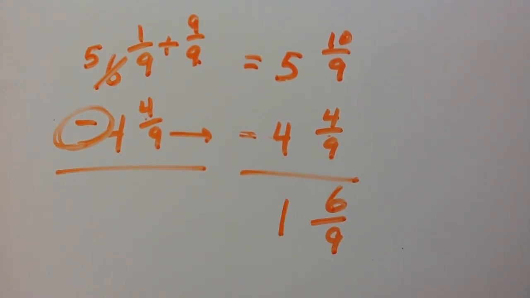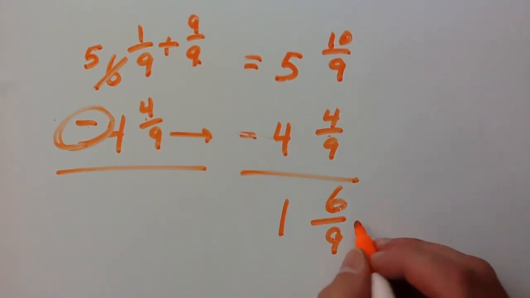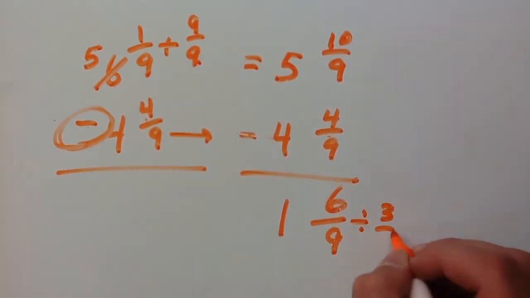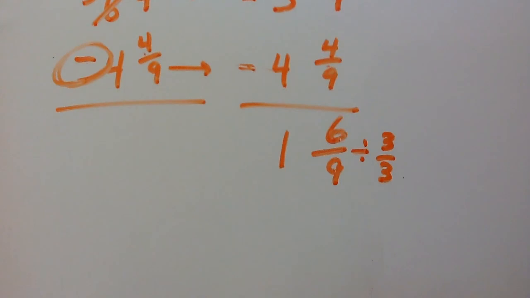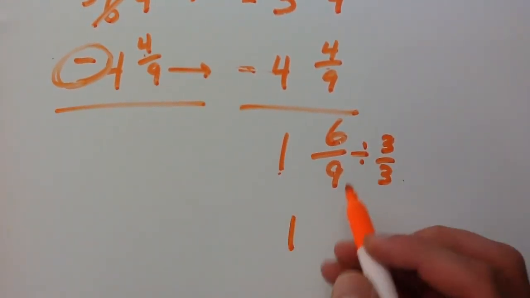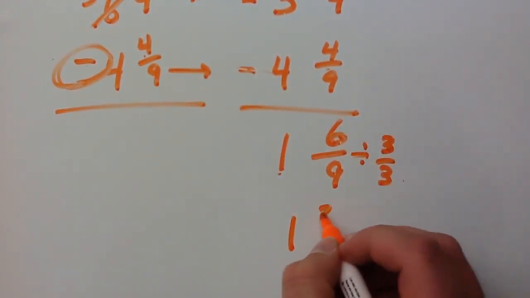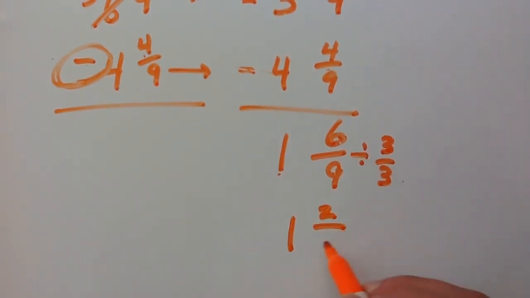Is this simplest form? Well, 6 and 9, they're divisible by 3, aren't they? So I need to divide the top and the bottom by 3. And so my answer is going to be 1. And what is 6 divided by 3? That's 2. 9 divided by 3 is 3. Okay, so my difference here is 1 2/3.